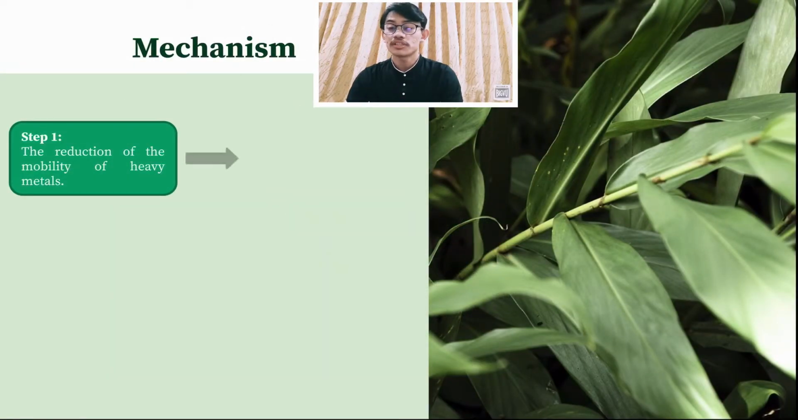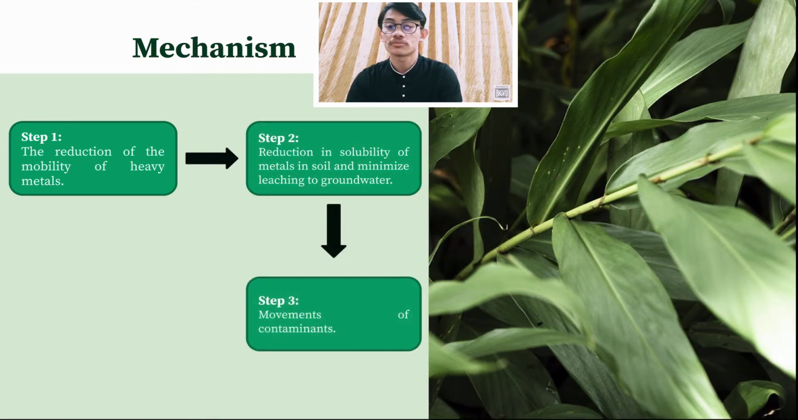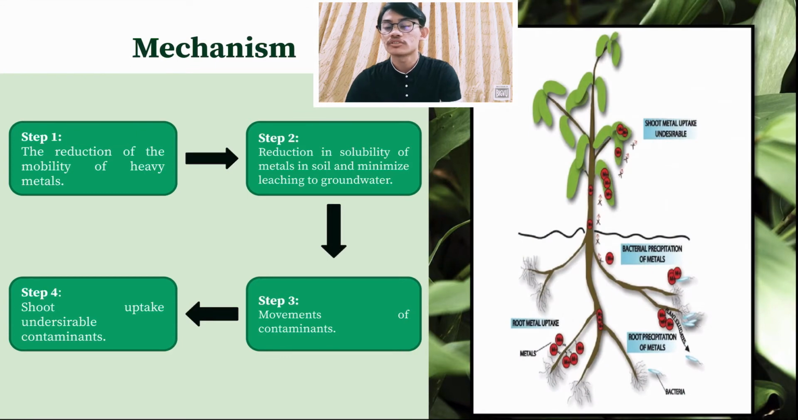So let's see the mechanism of this method. Firstly, the mobility of the heavy metal will be reduced to prevent further dispersal of the contaminant. Second, the solubility of the heavy metal in soil will be reduced and leaching to groundwater minimized to prevent further contamination. The third step is that the contaminant will move from the soil into the root to be stabilized, and lastly, the undesirable contaminant which has been stabilized will be taken up to the shoot and released to the atmosphere through evapotranspiration during phytovolatilization.